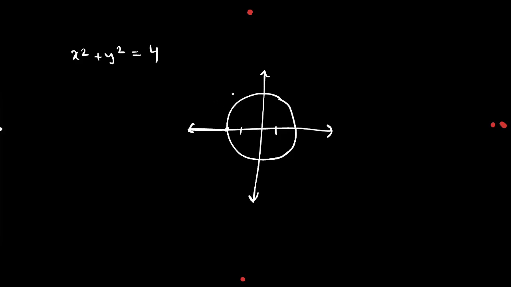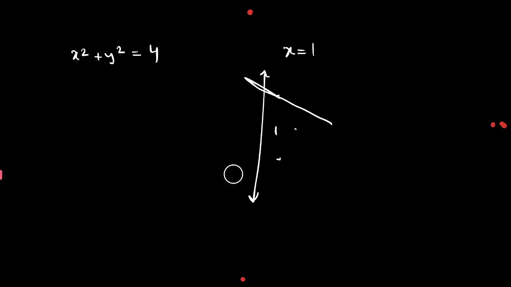But anyway, what we want to do is find the equations for the tangent lines when x is equal to 1. So when x is equal to 1, what is the equation for these two possible tangent lines that we can get here? That's what we're trying to find. So how do we go about doing this? Well, we can use implicit differentiation.